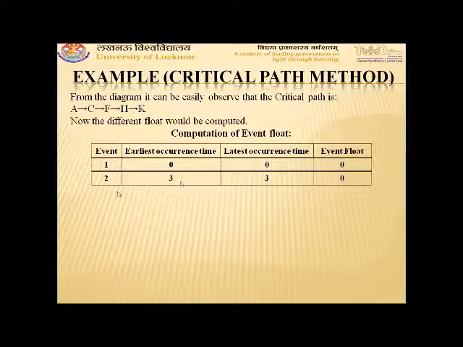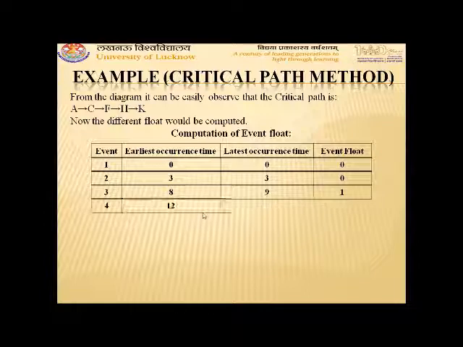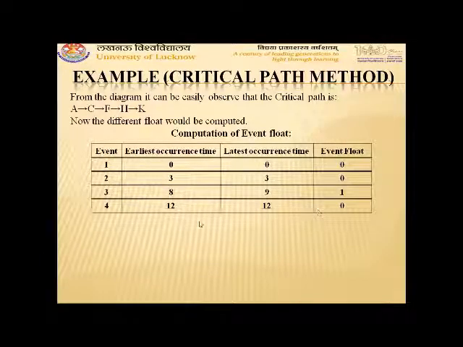For the second event, earliest occurrence time is 3 and latest occurrence time is 3, that is E2 is 3 and L2 is 3. So 3 minus 3, again 0. For the third event, that is for activity B, earliest occurrence time was 8 units and latest occurrence time was 9 units. So the event float will be Li minus Ei, that is 9 minus 8, which gives 1. Similarly, for the fourth event, latest and earliest occurrence times are both 12. So 12 minus 12 will be 0.